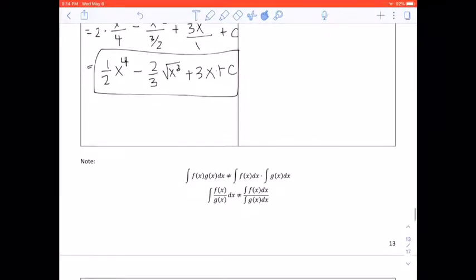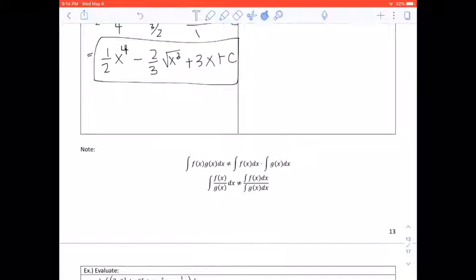So note the integral of f of x times g of x is not equal to the integral of each of those. And same with the derivative, or dividing, it's not equal to. You can't distribute an integral. So I want you to realize that those are not equal.